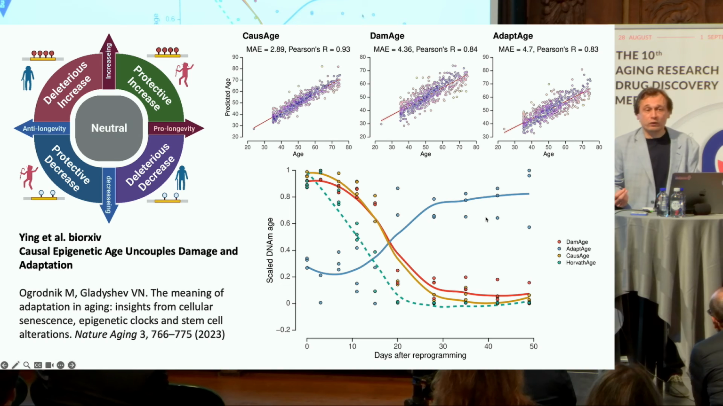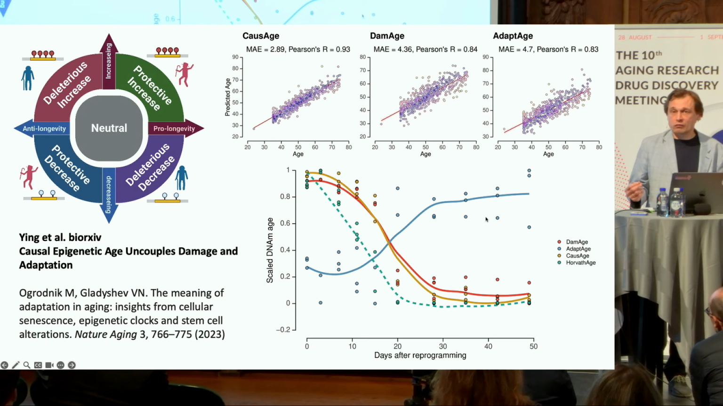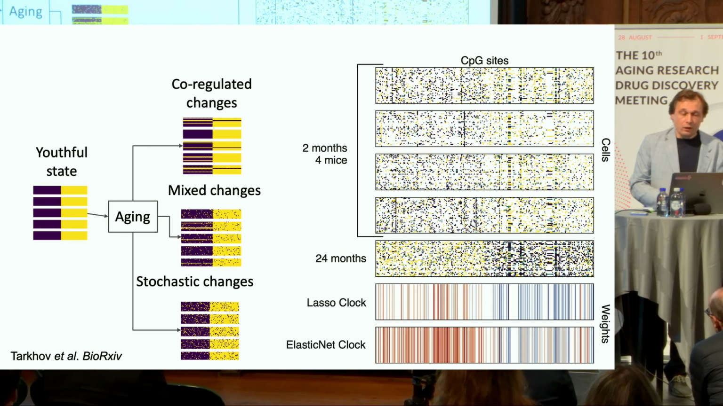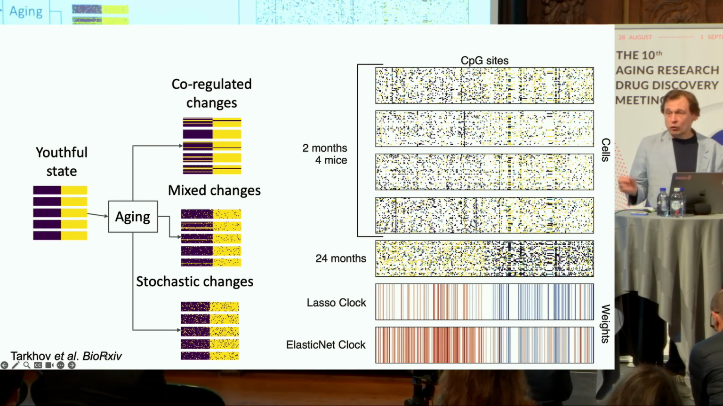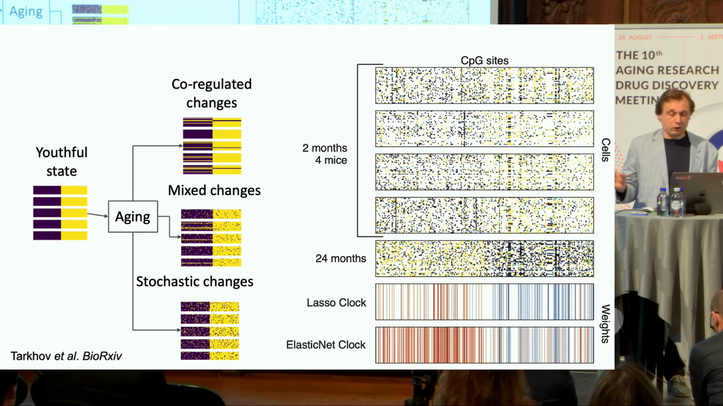So we really need to understand better the nature of the clocks and develop better clocks before they can be used in interventions. Here is another problem with these clocks, and this is the work of Andrei Tarkhov, currently in bioRxiv, and the paper is under review. He studied aging at the level of single cells, epigenetic aging in single cells, and also at the bulk level.